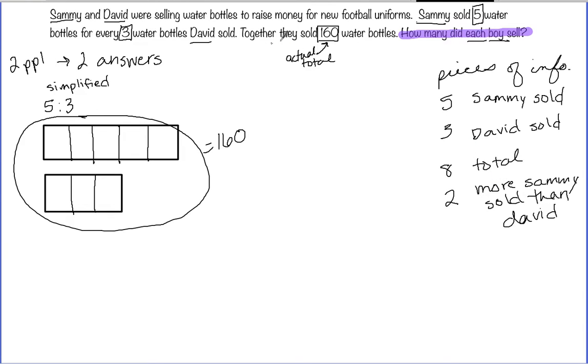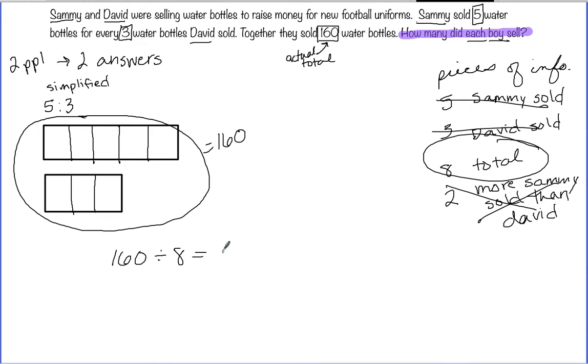Right? So we're working with the total. So we're not working with the more. We're not working with just David. We're not working with Sammy. We're working with this 8 total. So I know these 8 total boxes somehow have to represent 160. So I have 160 and I'm going to divide it by 8 and I get 20. So each one water bottle in the ratio actually represents 20 water bottles that they've sold in real life or in total.